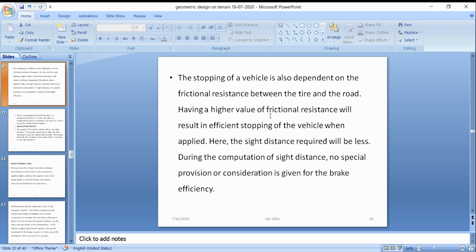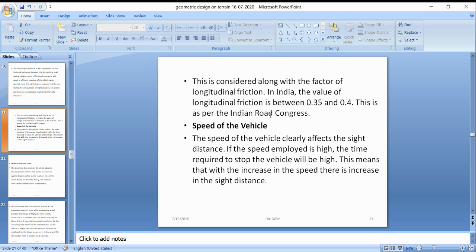So here the sight distance required will be less during the computation of the sight distance. No special provisions are required for the brake efficiency, so this is considered along with the factor of longitudinal friction. In India, generally the longitudinal friction coefficient F is considered as 0.35 to 0.4. This is the value of friction recommended by the Indian IRC.